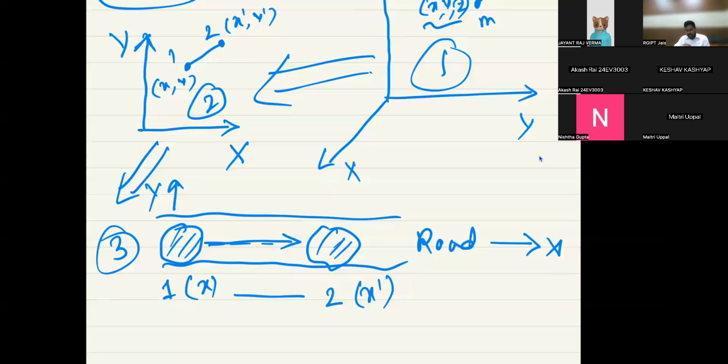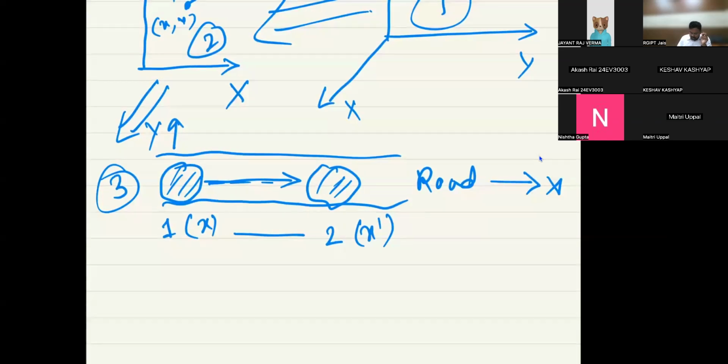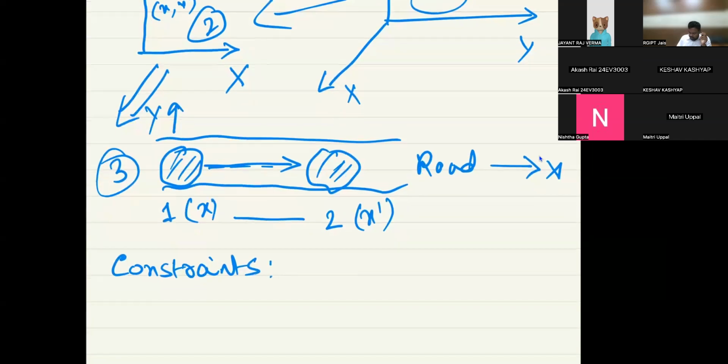These restrictions that we are imposing on the system are called constraints. So what is a constraint? Constraints are basically conditions or restrictions.